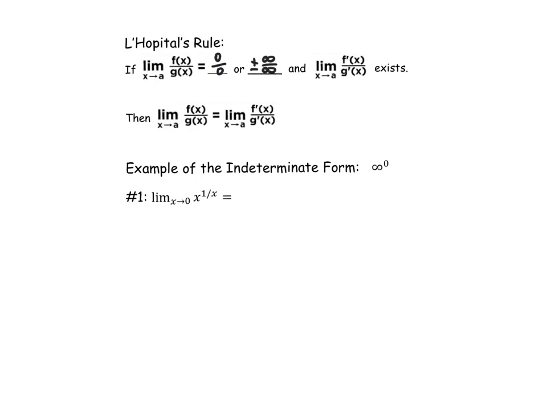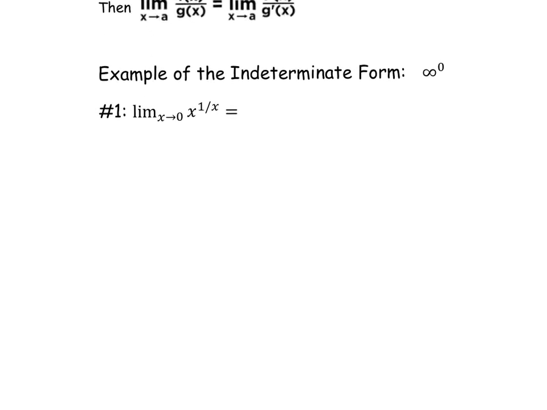Now let's look at an example here of the indeterminate form infinity to the 0. I believe I have this written wrong. That should be as x goes to infinity. So as x goes to infinity, clearly x would go to infinity and 1 over x would go to 0. So I've got this form infinity to the 0. Now I have no way of manipulating this, at this point at least, into L'Hopital's Rule form, which would be either infinity over infinity or 0 over 0.